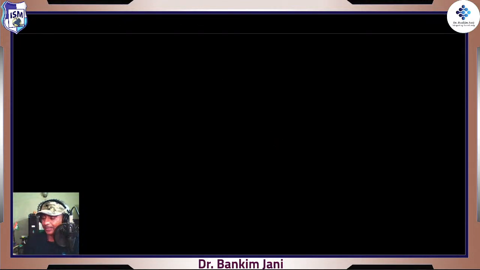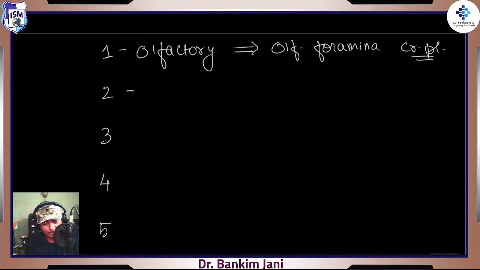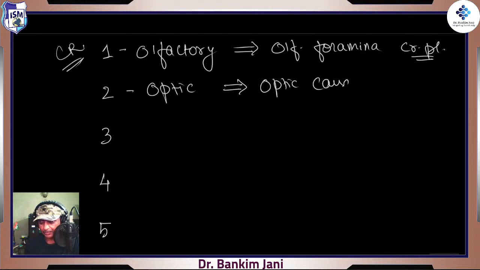Okay, as promised, let's say 1, 2, 3, 4, 5. Olfactory will be passing through those olfactory foramina, that cribriform plate. So that is done. Then optic. Now these are all cranial nerves we are talking about. Optic will be passing through the optic canal. That is easy.